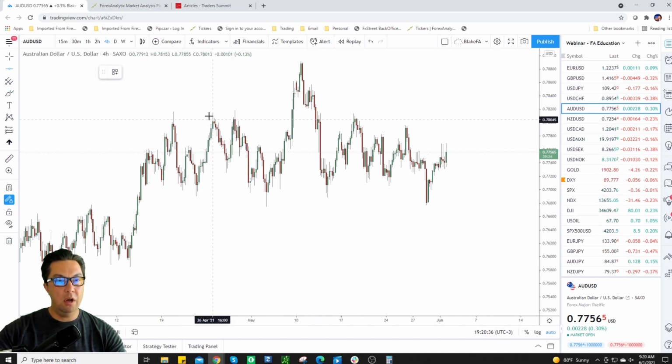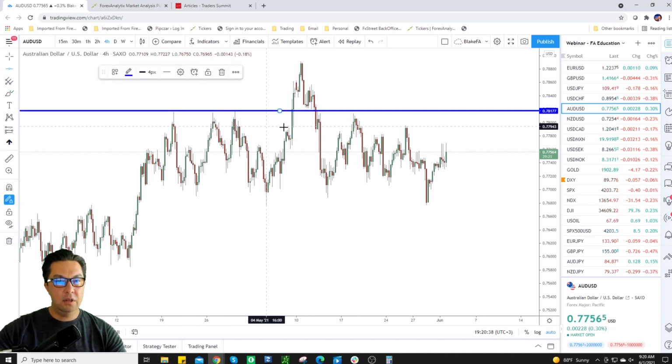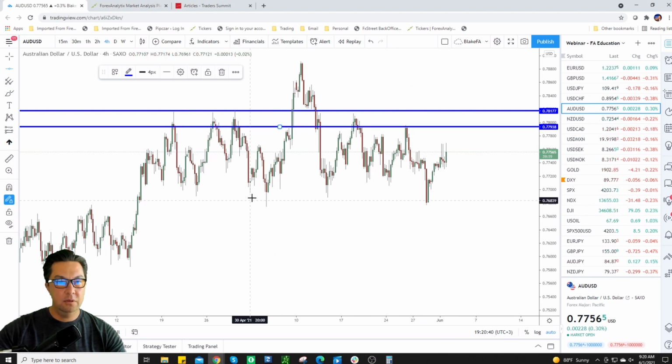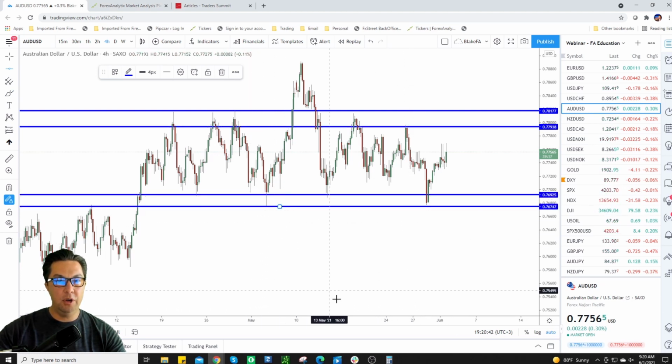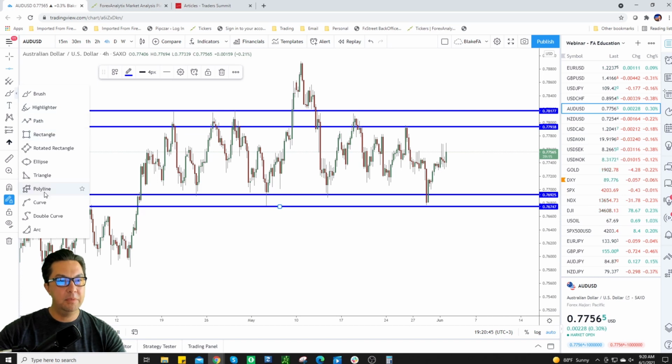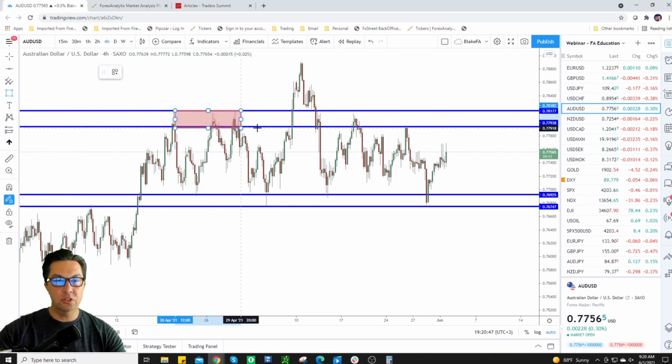I'm going to redraw these support and resistance levels and these ranges for you. Okay, so you can kind of see them. And let's talk about it a little slower.